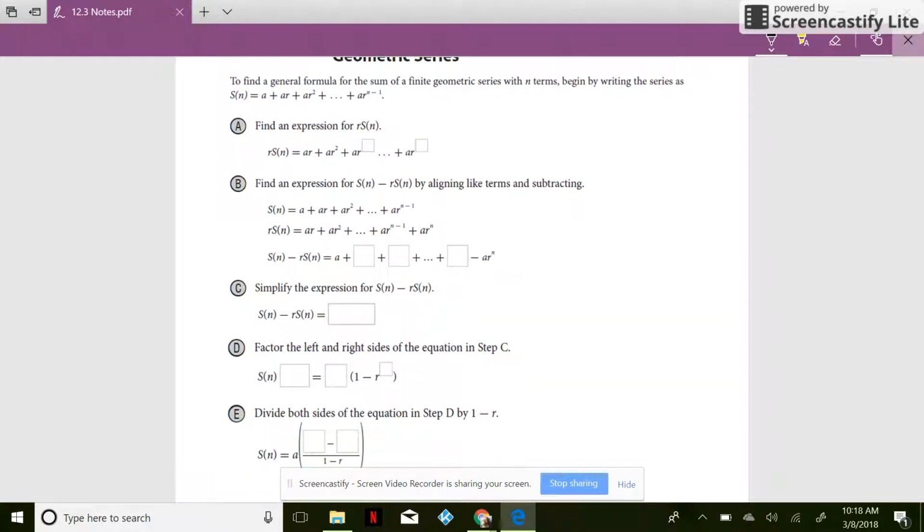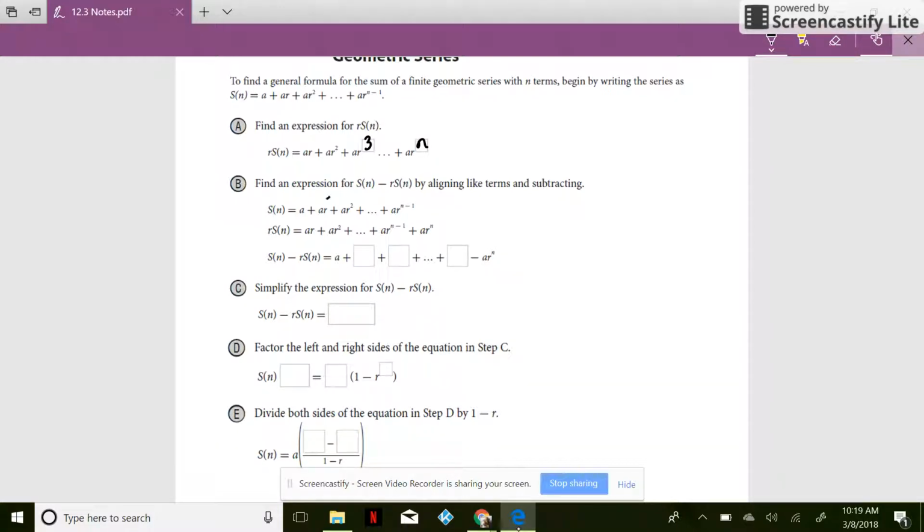So let's say we multiply everything times r. We take our function times r. So we have a times r, plus ar squared, plus ar cubed, and so on and so forth, plus a times r to the n power. So let's say we subtract these, S of n minus r times S of n. We end up with, where am I at?